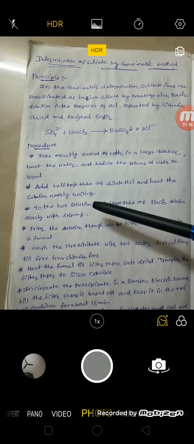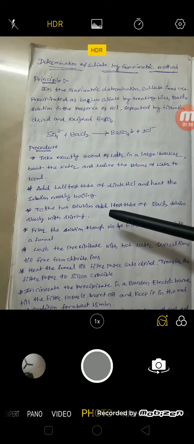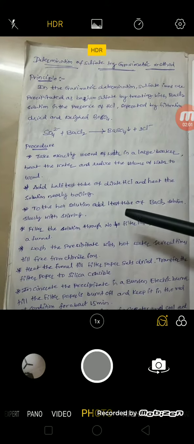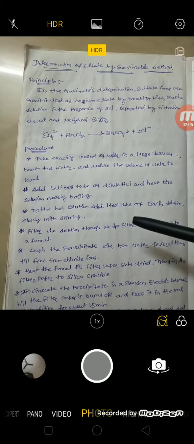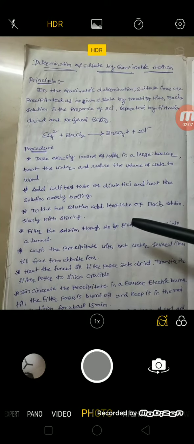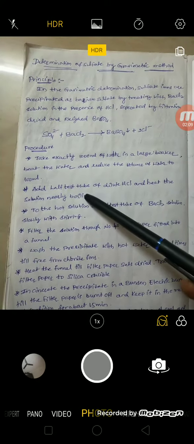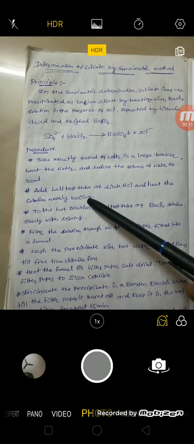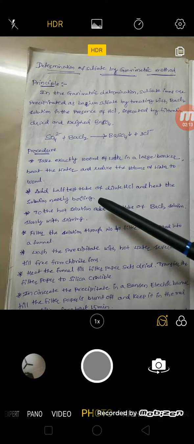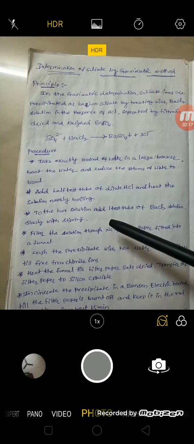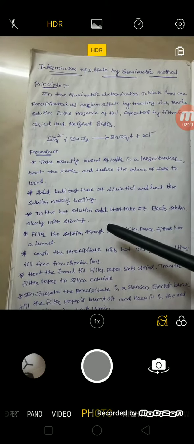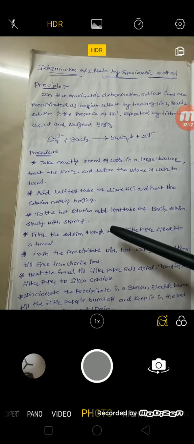To the water sample we must add half a test tube of dilute HCl. Then we must heat the solution to nearly boiling. Then we must add one test tube full of barium chloride solution, along with stirring.